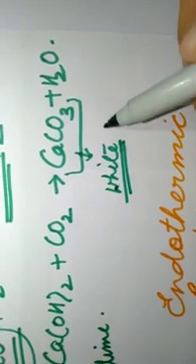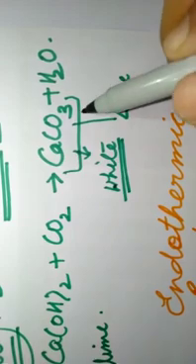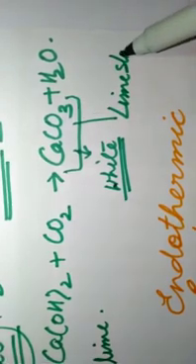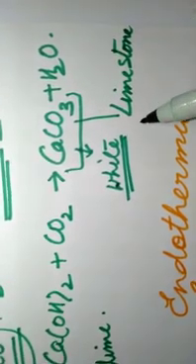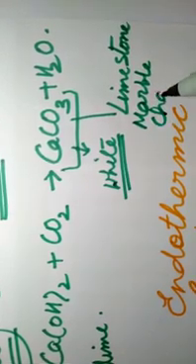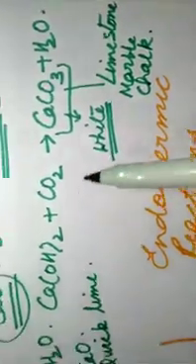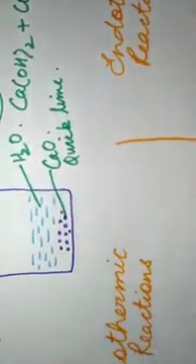Calcium carbonate is the chemical name, and limestone is the common name. We can even call it marble. It has one more name: even chalk is calcium carbonate. So this is how the reaction takes place for whitewashing.